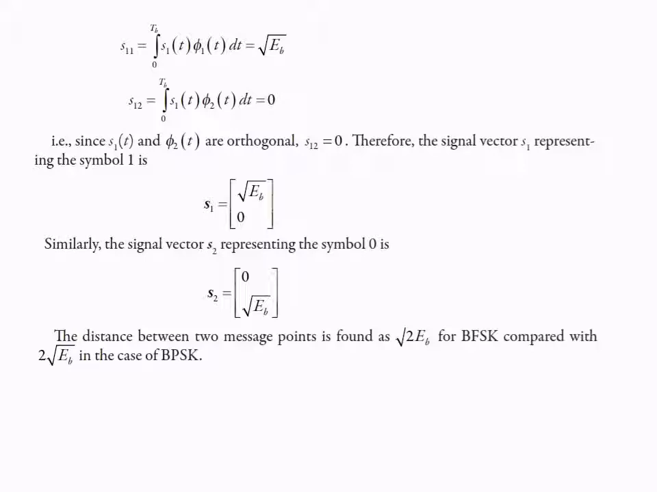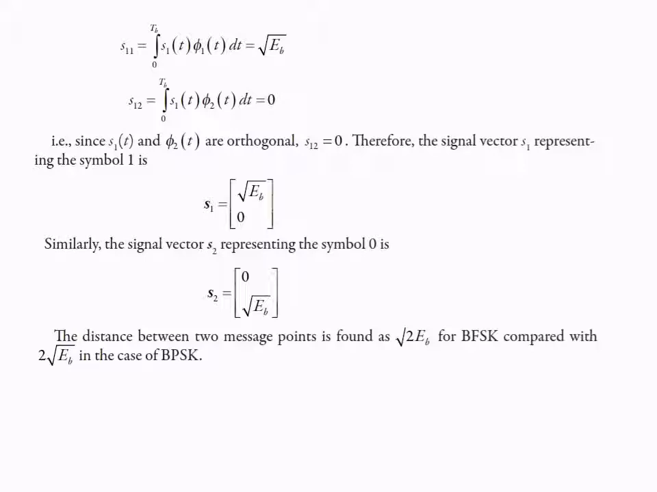So what will be the components of S1(t)? That is S11 and S12. S11 corresponds to the phi1(t) axis, S12 corresponds to the phi2(t) axis. So these are the two components of S1(t). Similarly, the components of S2(t) can be written as S21 and S22. We are going to calculate these components of S1(t) and S2(t) with the help of signal space analysis.